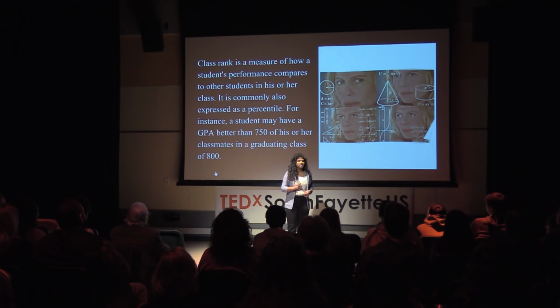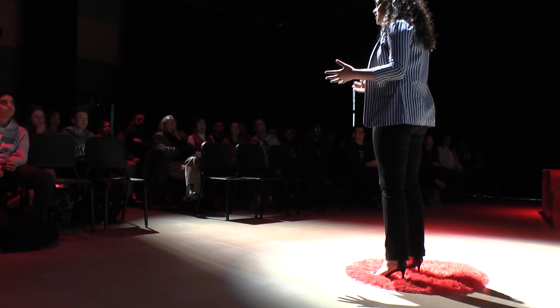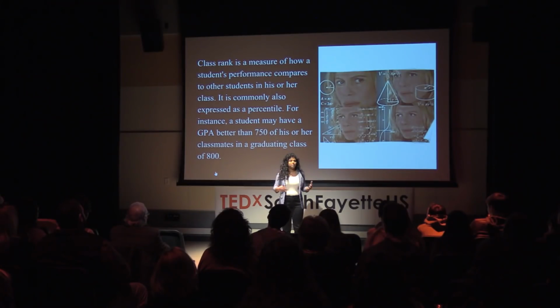What is class rank? Class rank is a measure of how a student compares to his or her classmates, and it's usually what colleges use in their application process. So for example, a student's GPA might be better than 750 of his 800 classmates. Now, if you couldn't already tell by my visual aid, this is a long-winded way of saying it's ridiculous and confusing. And I'm pretty sure many of you didn't follow along to half of the words I just said.